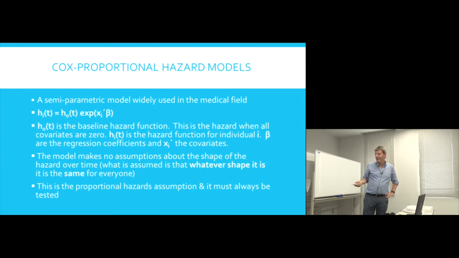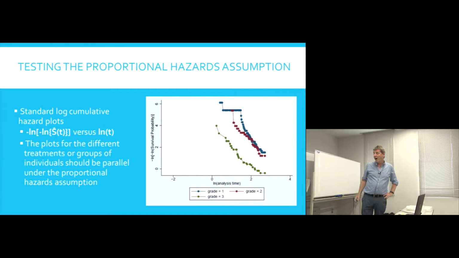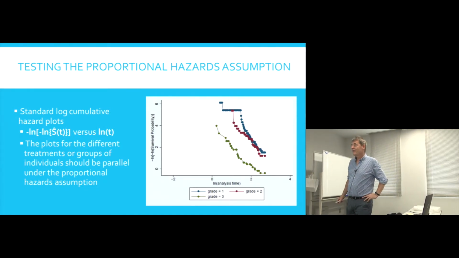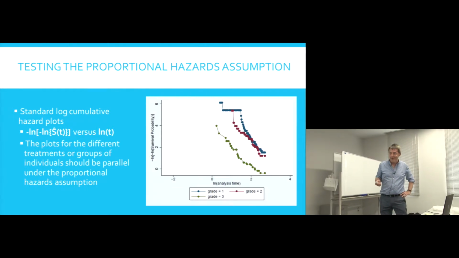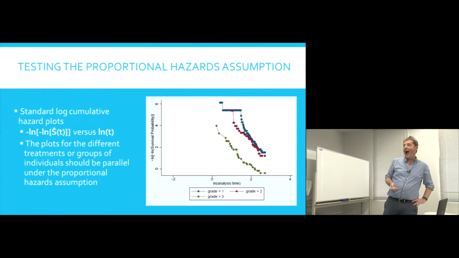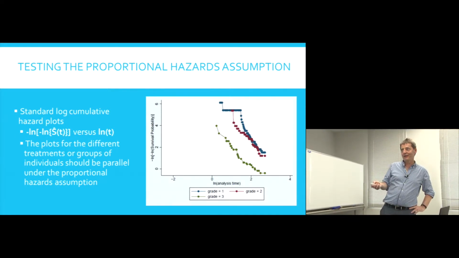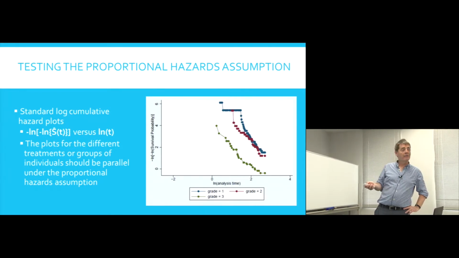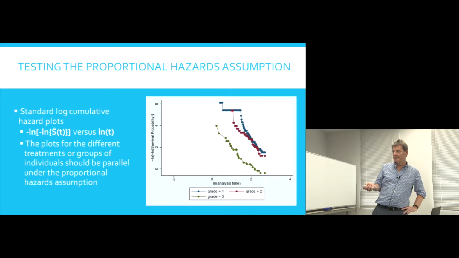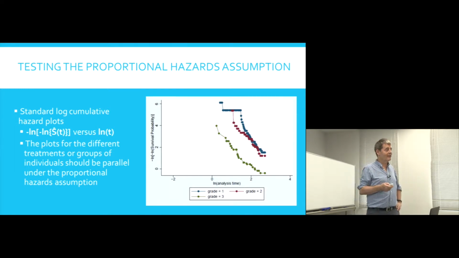So it's important that the proportional hazards assumption is tested. And frequently it's not tested. It's not too difficult to test, but it does involve more equations. The logarithm of the survival function is plotted against the logarithm of time. So log of survival function against the logarithm of time. And if the proportional hazards assumption is met, the curves for different groups should be parallel.